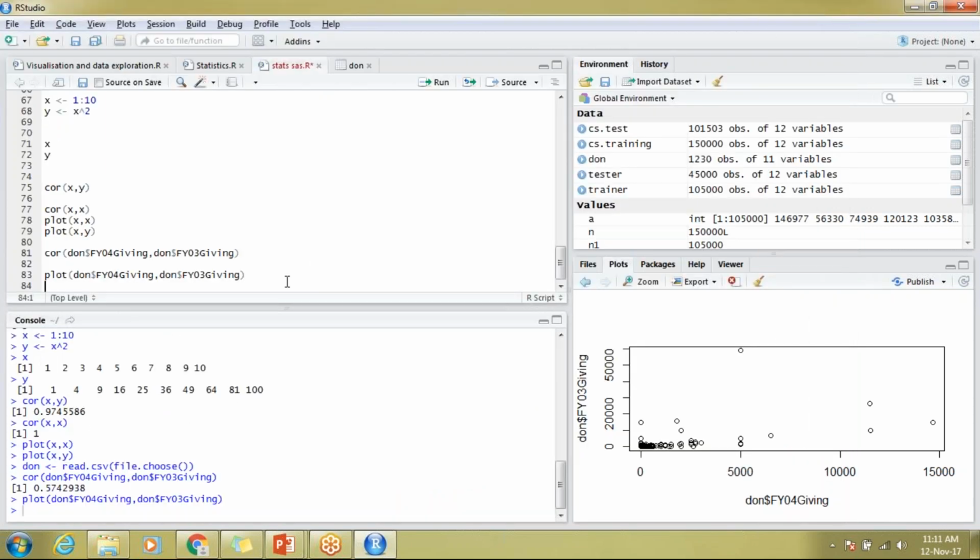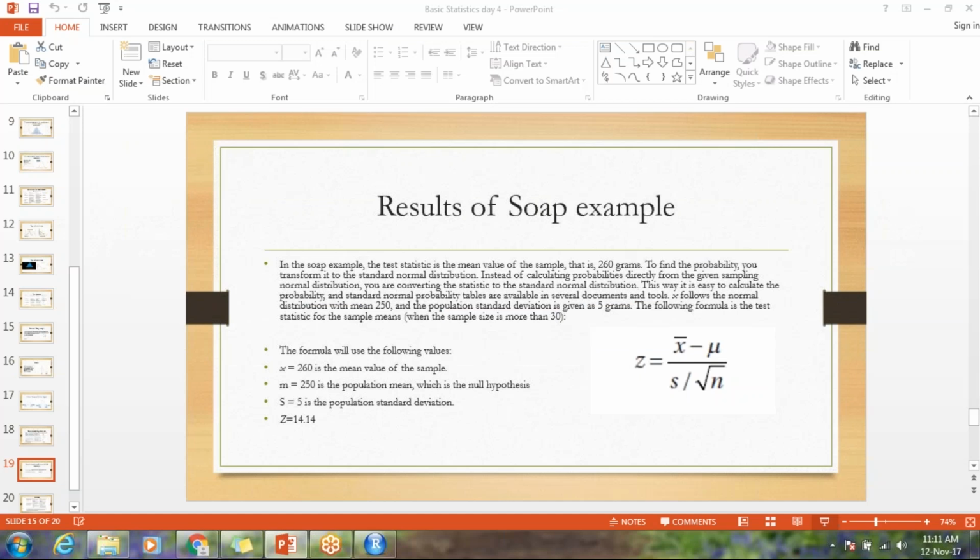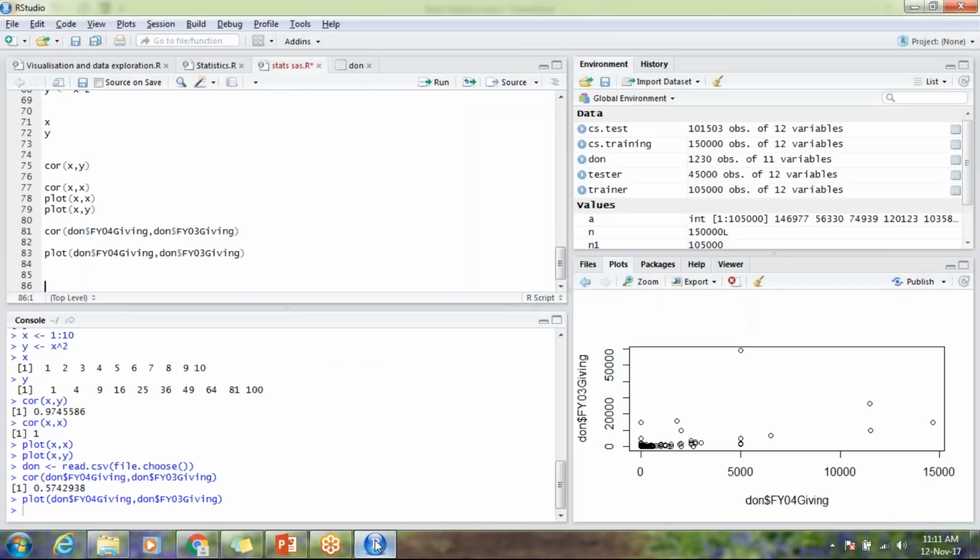So this is what a correlation does. The formula for correlation is, I think, covariance divided by the square root of the product of variance of x and variance of y. I need to check that also, but this is how it works. And if you want to find correlation here in R, this is how it works. Any more questions regarding this?